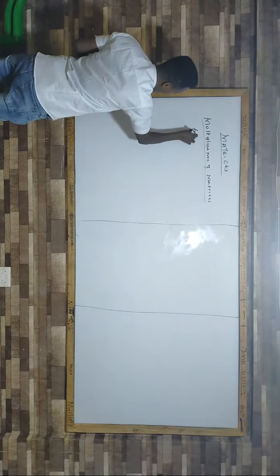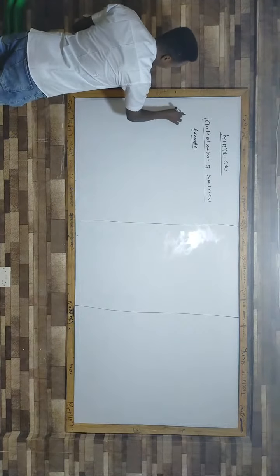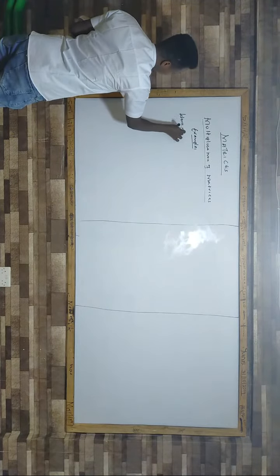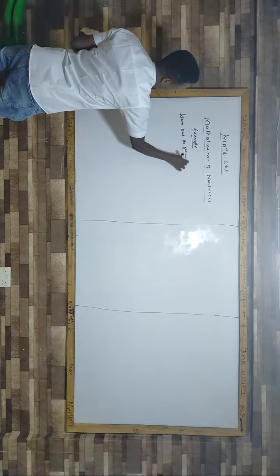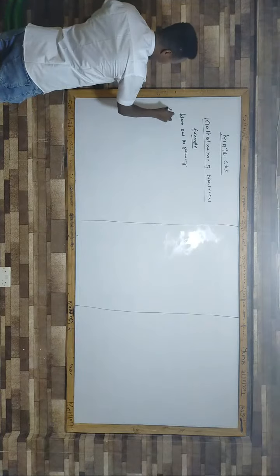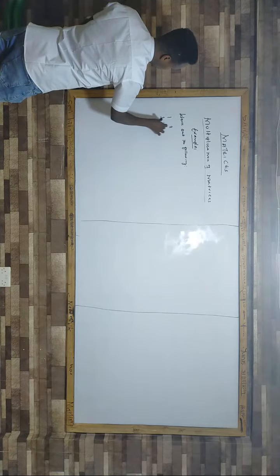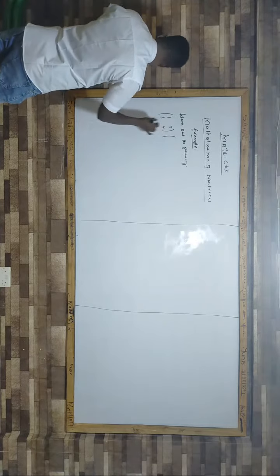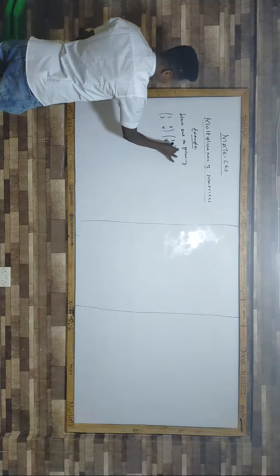To start with, let's try the first example. This is our example 1. You are told: work out the following. We have the matrix 1, 3, then 2, 4. We have another bracket, 3, 1, then 0, 2.